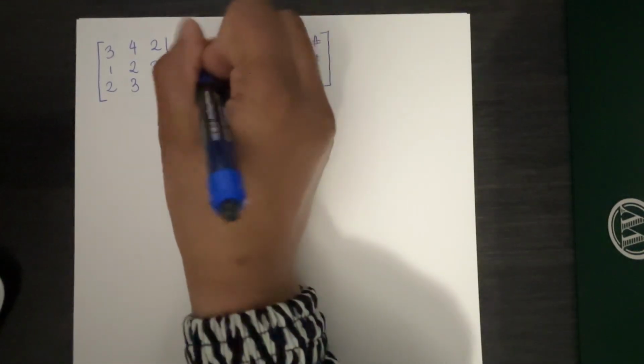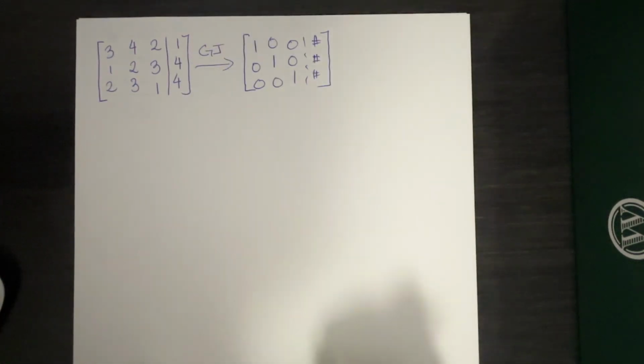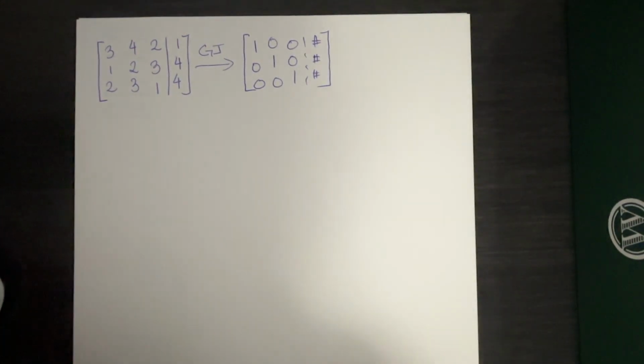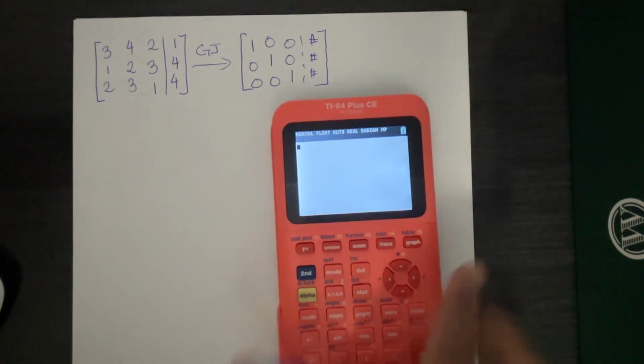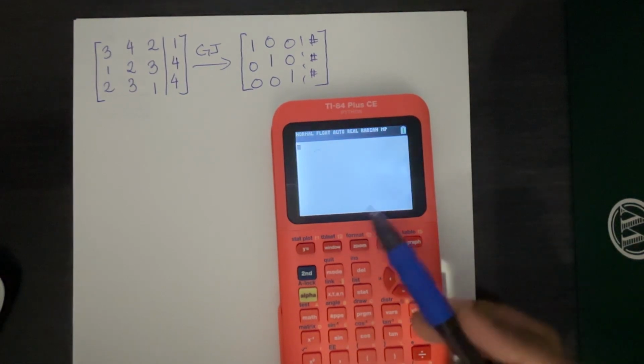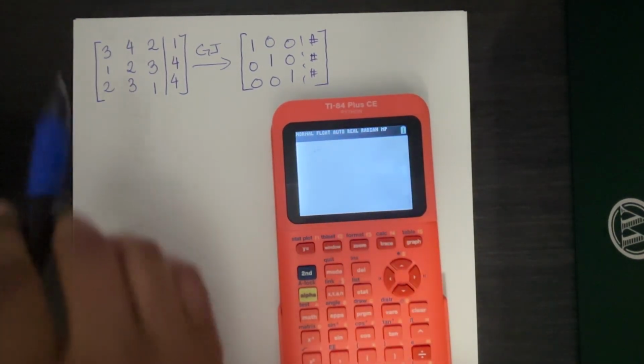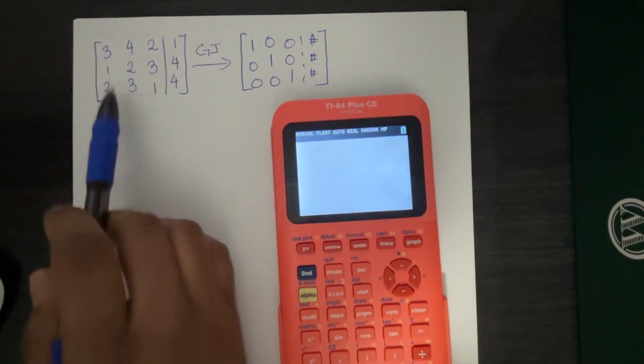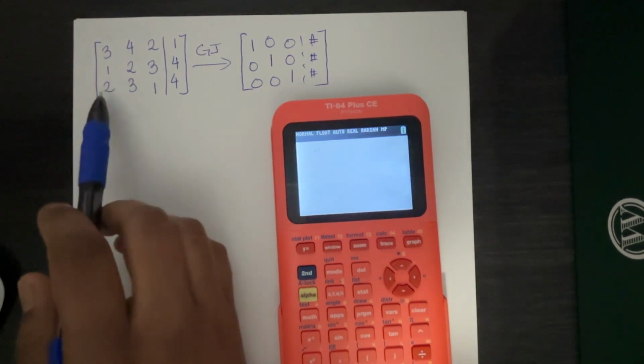So Gauss-Jordan will get us to this case. And we're going to use the calculator to do this. Now, the first thing I would like to do, before I start putting my matrix in the calculator, is first decide what are the row operations I need to do.